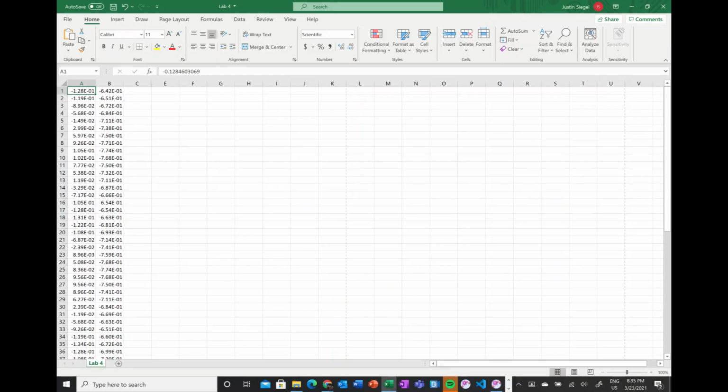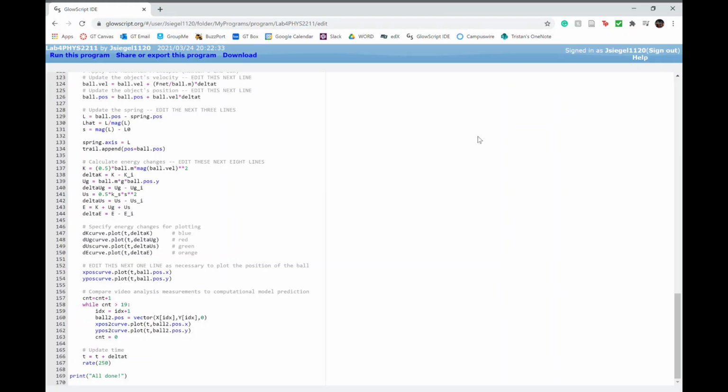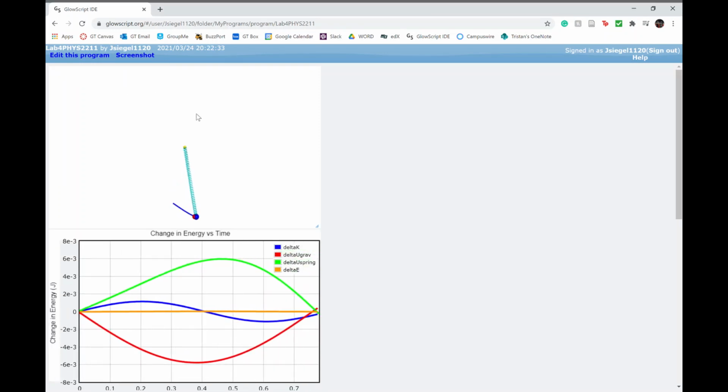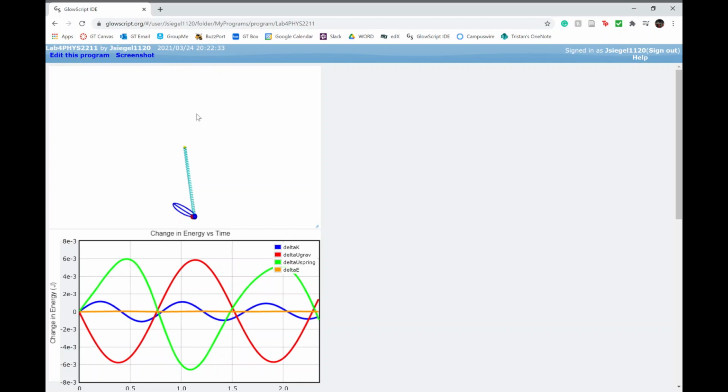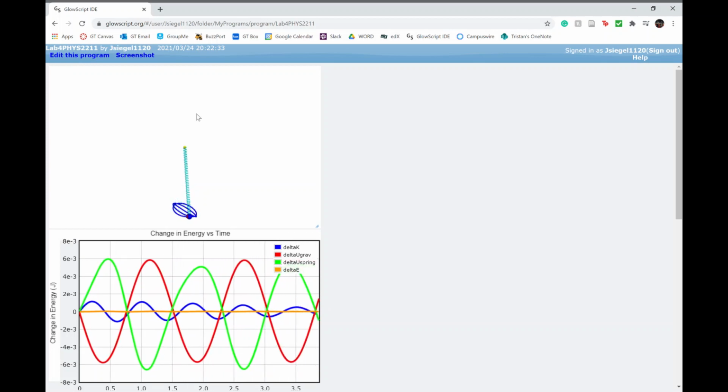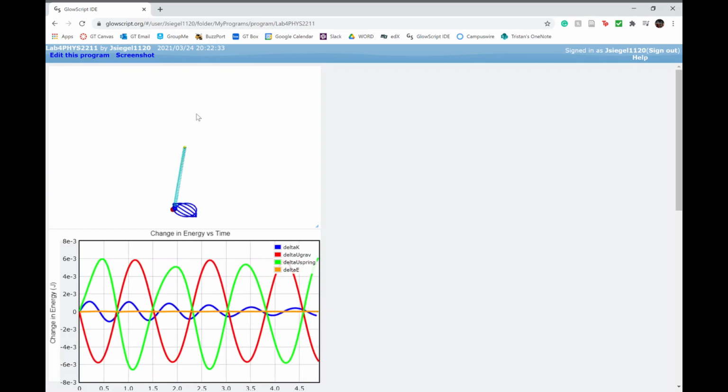Next, I copied all of the X and Y positions for the mass from Tracker into an Excel sheet and made it into a CSV file so that it could be run and compatible with our GlowScript program. I then ran my GlowScript program by importing the CSV file we created earlier. As you can see, the ball oscillates in a circular motion, but in a different circular motion each time.